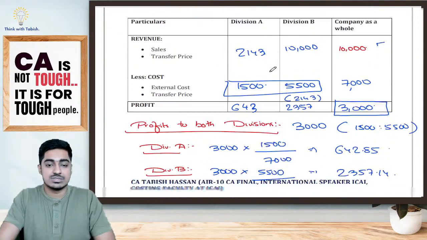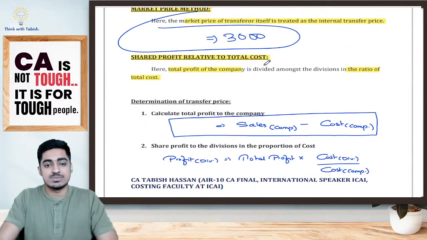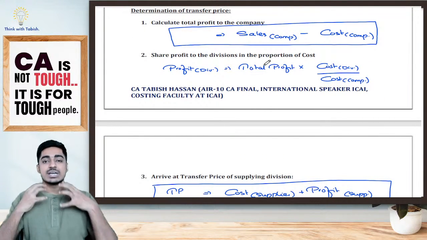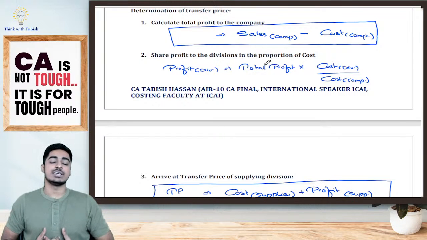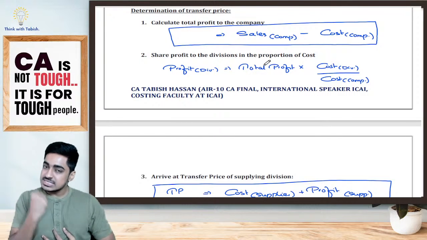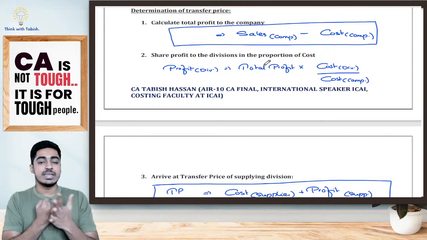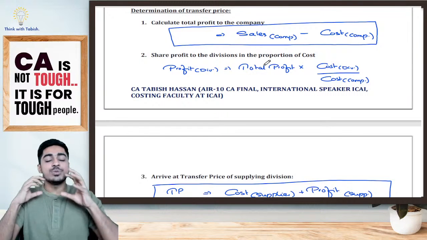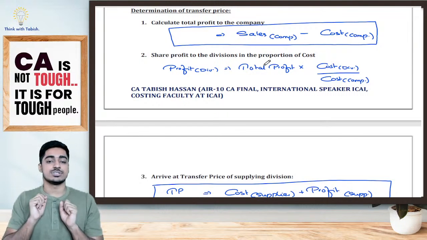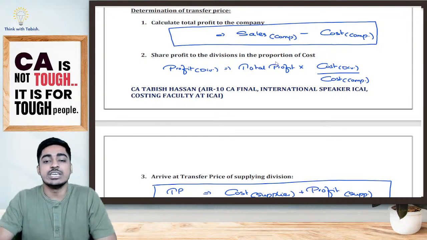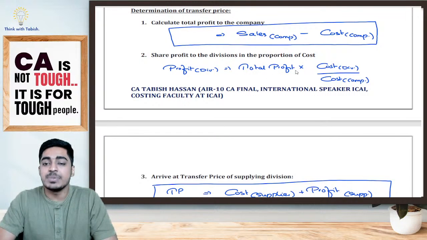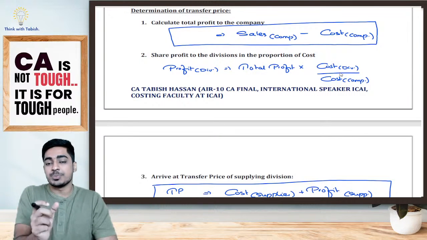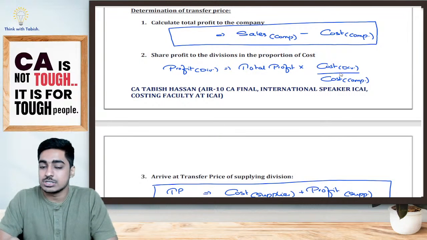Is it clear, students? So what we are doing, look at this. What are the steps we will follow? First, we will calculate the overall profit to the company. How much profit is the company earning? We'll tell for the company how much is the sales and how much is the cost, and we'll get the profit to the company. Step number one. Next, let us distribute this overall profit in the ratio of cost. We will tell what the profit to each division is: the total profit to the company multiplied by the cost of the division divided by the total cost of the company. So the total profit we will distribute in the ratio of cost.